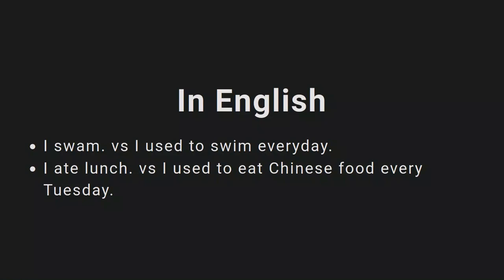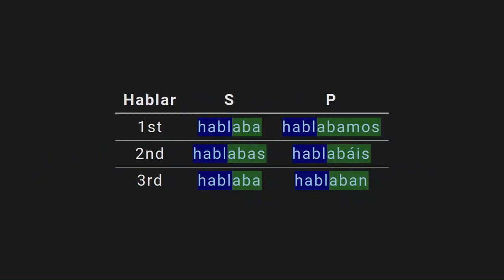There's another example. I ate lunch versus I used to eat Chinese food every Tuesday. We could even get rid of the used to here and say I ate Chinese food every Tuesday, and it would still be understood to be imperfect. We don't conjugate our verbs for this in English like we do in Spanish, but I think you can get the gist of what the difference between the perfect and the imperfect is based upon these examples. So let's take a look at it.